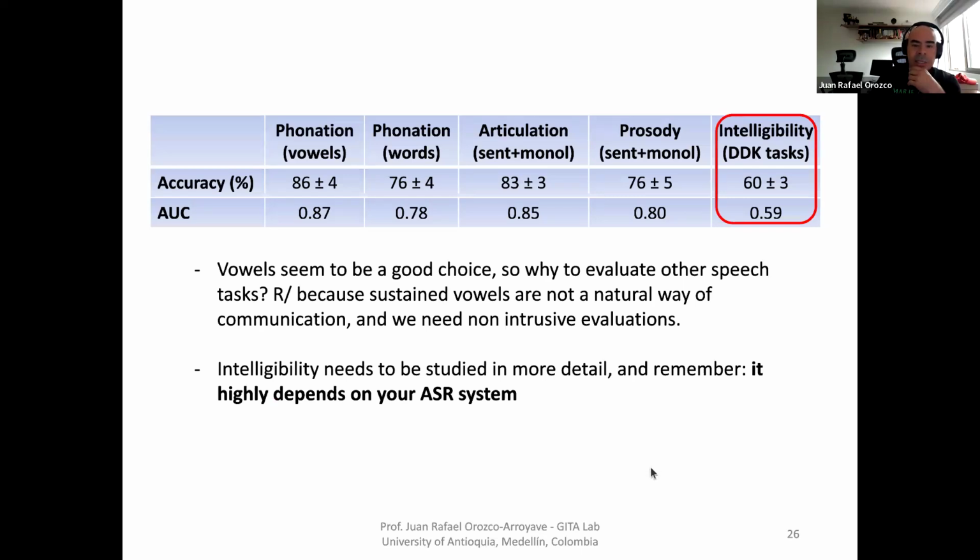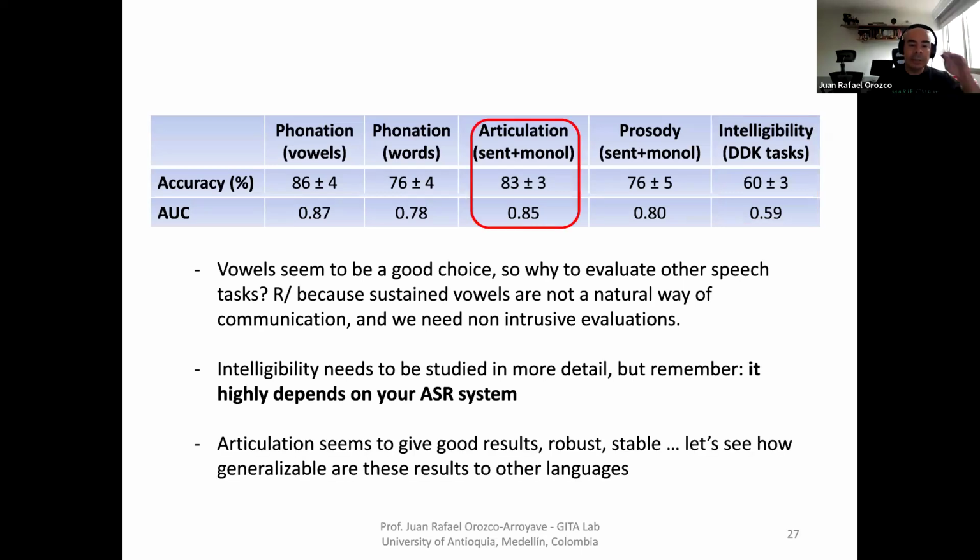When we see intelligibility results, those are not as expected. And one of the possible reasons is that any intelligibility evaluation will depend on your ASR system. Since this is Colombian Spanish, there is no Colombian Spanish corpus to train a good speech recognizer, so there are some problems behind using this technology. Now, when we focus on articulation, we found good results, 83% of accuracy.